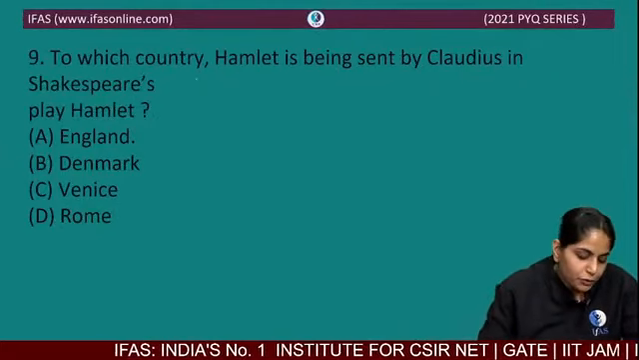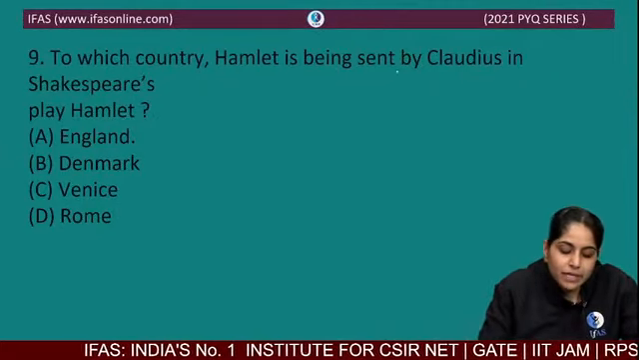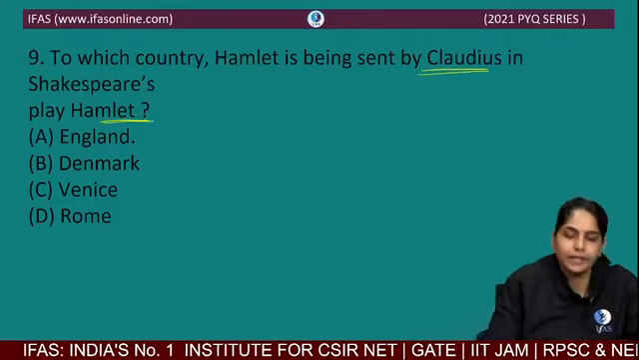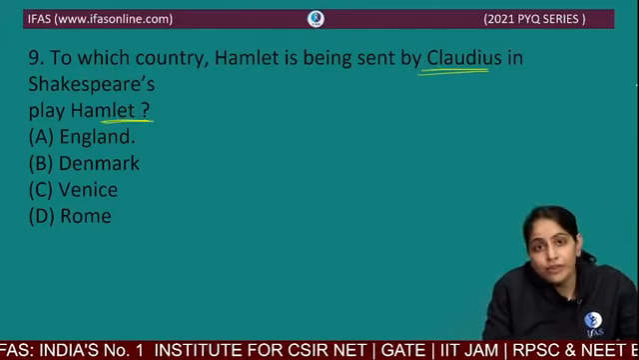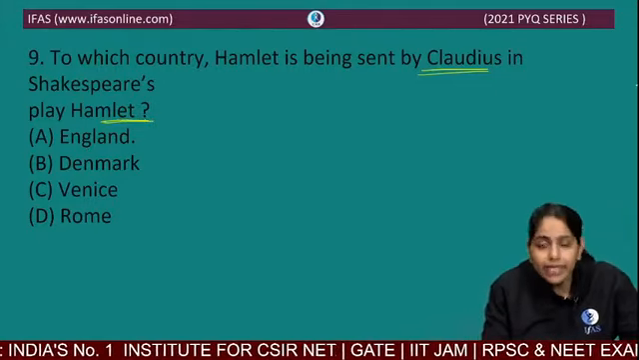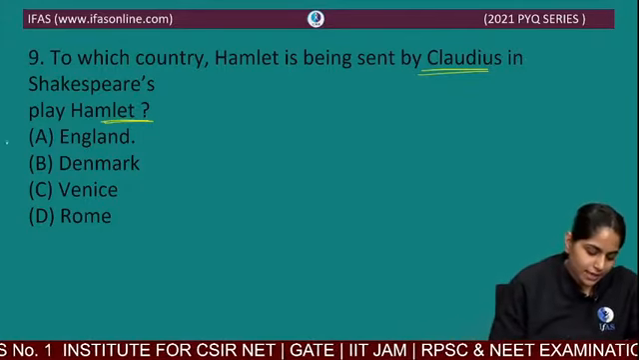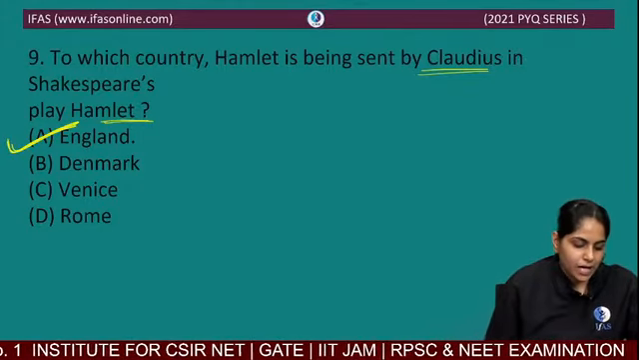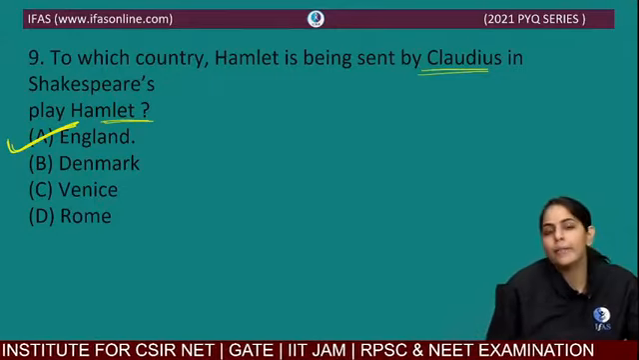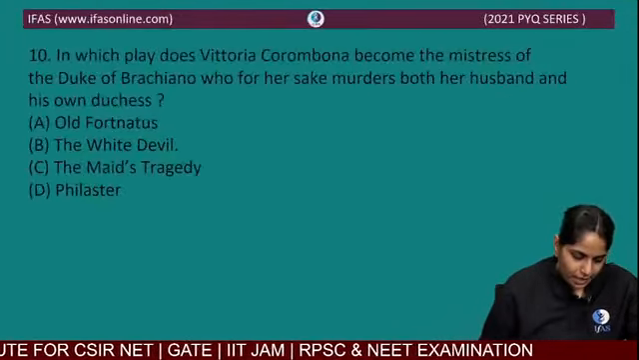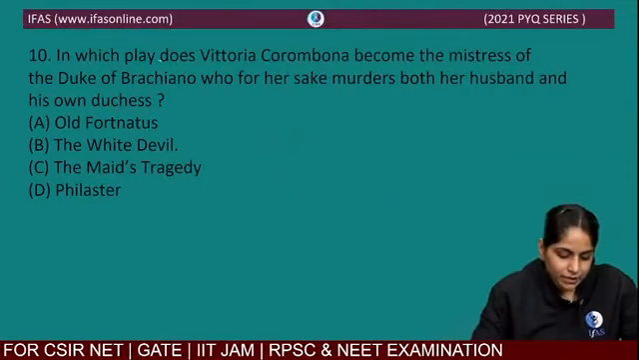Next is, to which country is Hamlet being sent by Claudius in Shakespeare's play Hamlet? So this we have already studied in our previous session. So what will be the answer? It is England. So Claudius sent Hamlet to England.